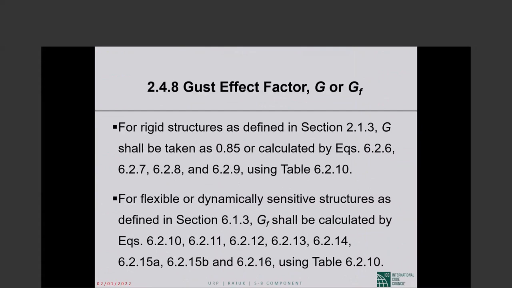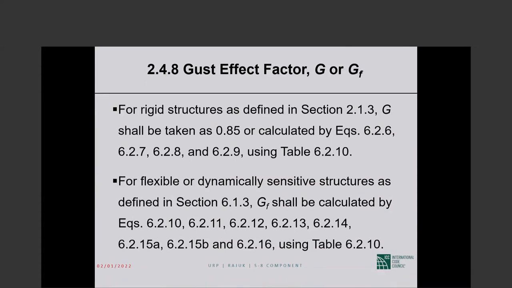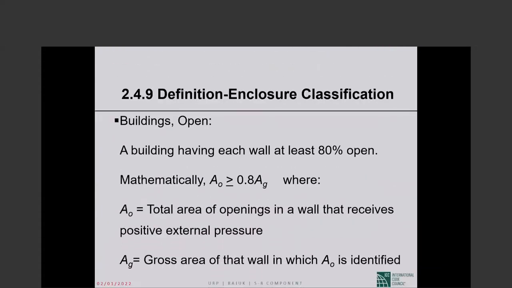G, the gust effect factor, as mentioned repeatedly, for rigid structures G is 0.85. For flexible structures, you have to calculate G. I mentioned 13 equations and how much of a pain it is to calculate G for flexible buildings, but there is really no alternative. Nowhere does ASCE 7 tell you that for flexible buildings to be conservative, you can take a G factor of 1.5 or anything like that. You have to calculate, unfortunately, if you have a flexible building with fundamental period exceeding 1 second.